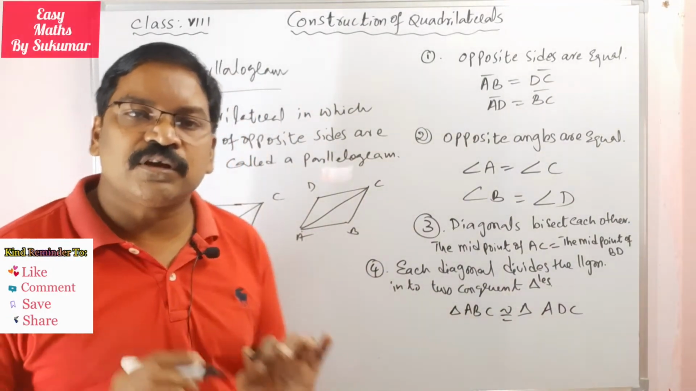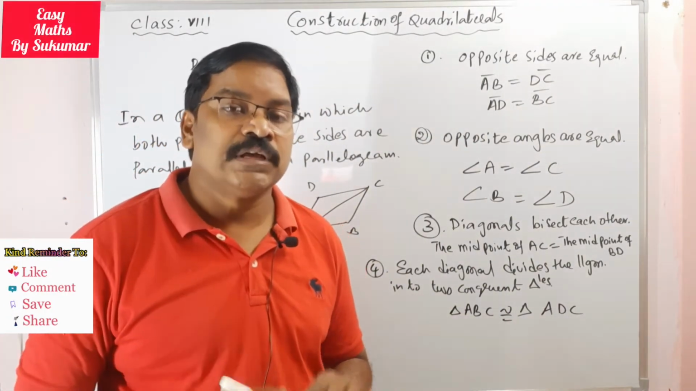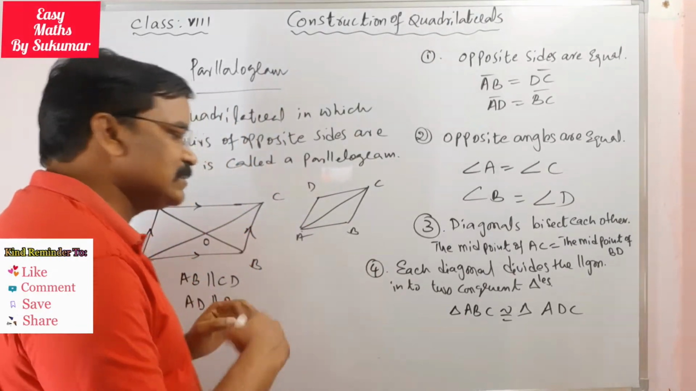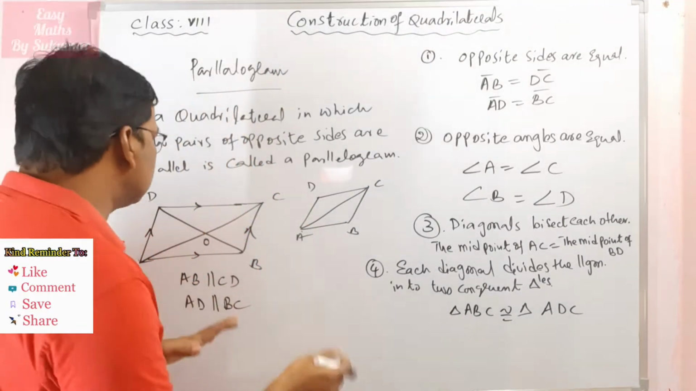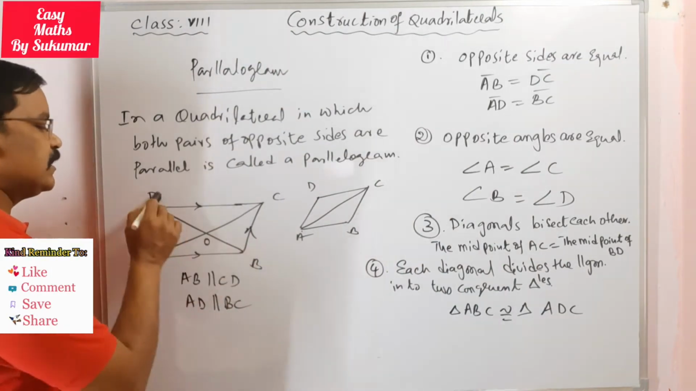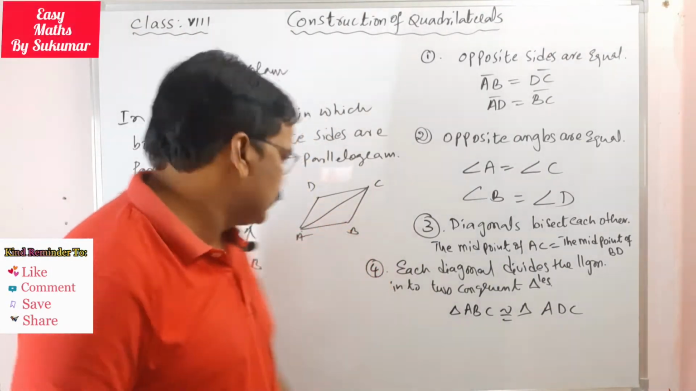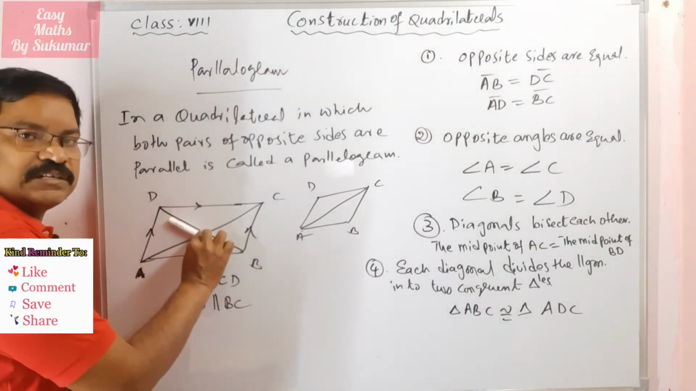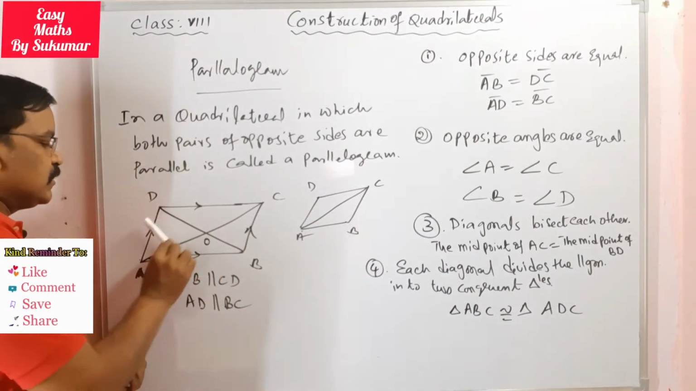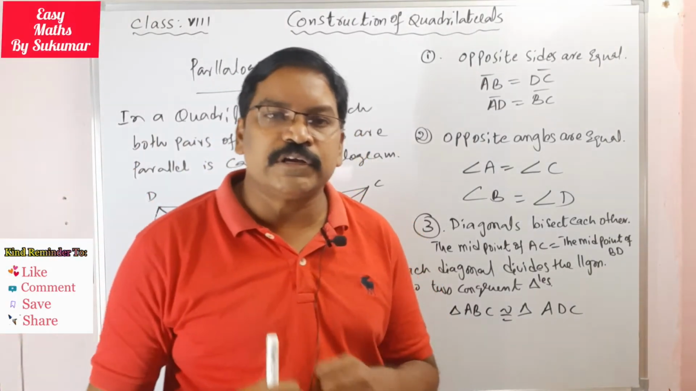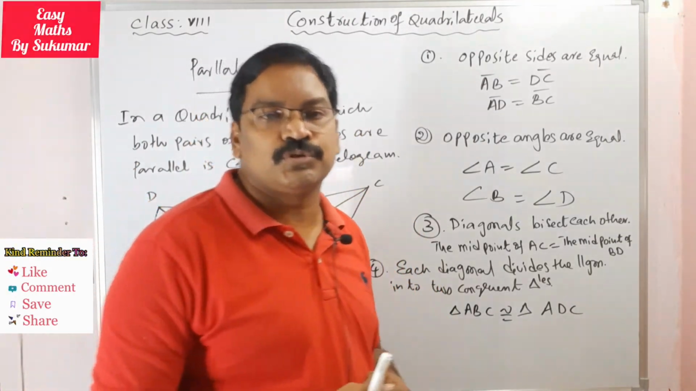These two triangles are congruent according to the SSS congruency rule, the side-side-side congruency rule. Not only that, triangle ABD and triangle BCD are also congruent to each other. Since BD is the diagonal here, this triangle and this triangle are congruent to each other according to the SSS congruency rule, right?